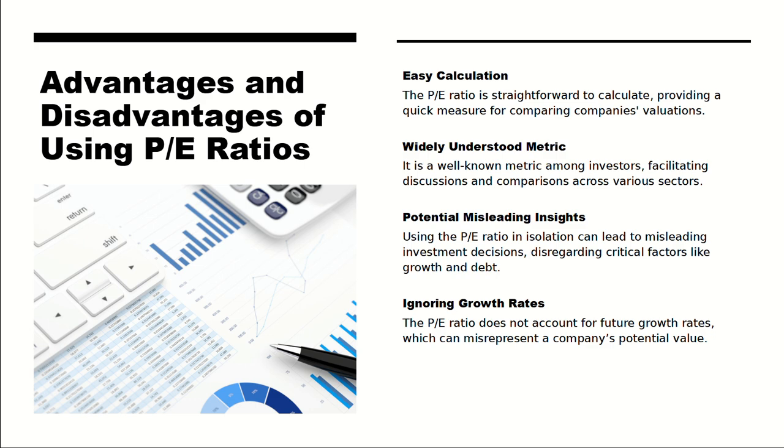Advantages and disadvantages of using PE ratios. Easy calculation. The PE ratio is straightforward to calculate, providing a quick measure for comparing companies' valuations. Widely understood metric. It is a well known metric among investors, facilitating discussions and comparisons across various sectors. Potential misleading insights. Using the PE ratio in isolation can lead to misleading investment decisions, disregarding critical factors like growth and debt. Ignoring growth rates. The PE ratio does not account for future growth rates, which can misrepresent a company's potential value.